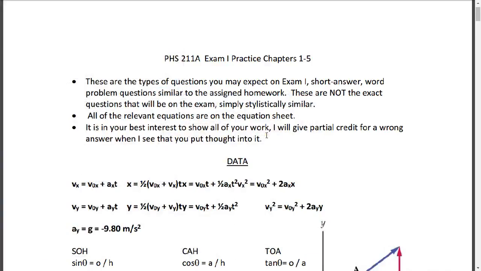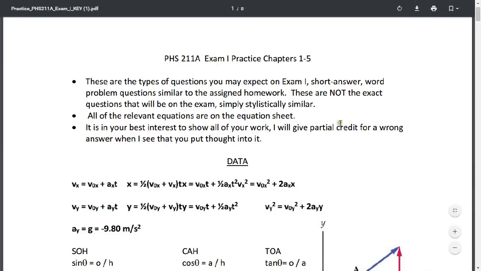All right, hello and welcome to a walkthrough of the Exam 1 practice key. So the practice for Exam 1, and this is the answer key that I'll just walk you through.